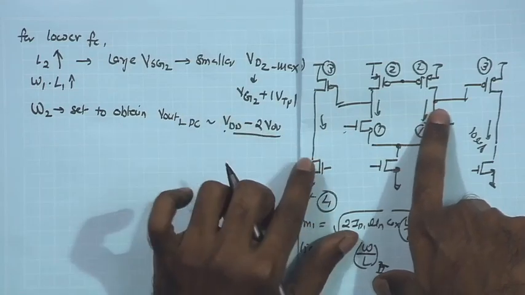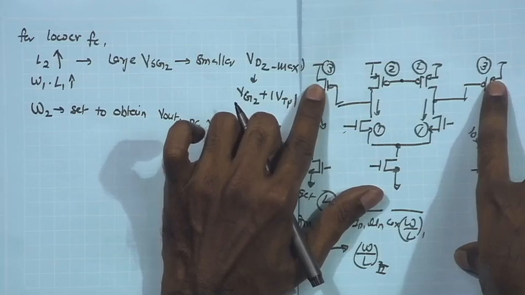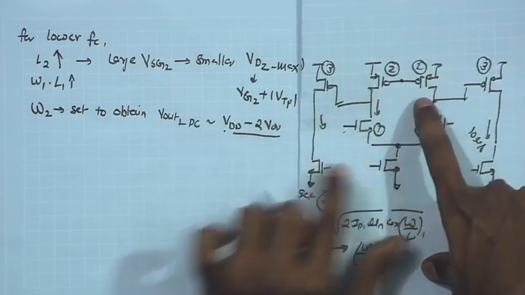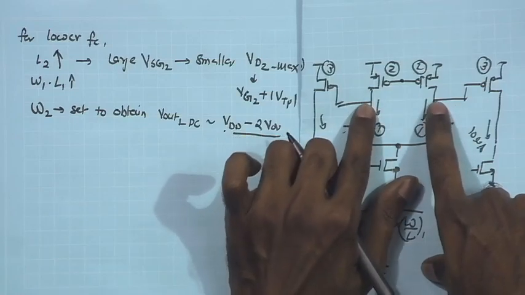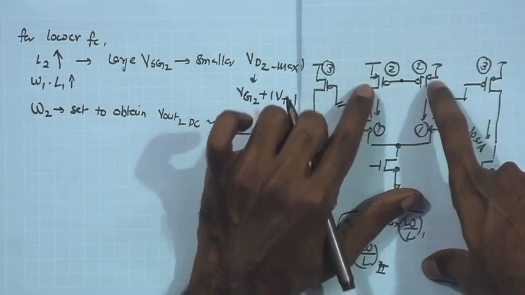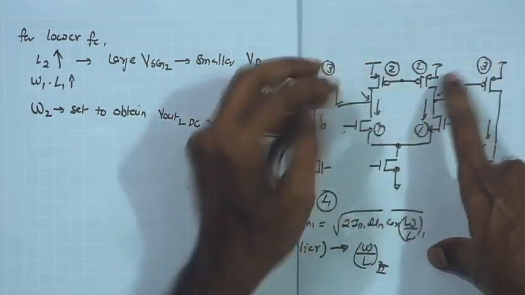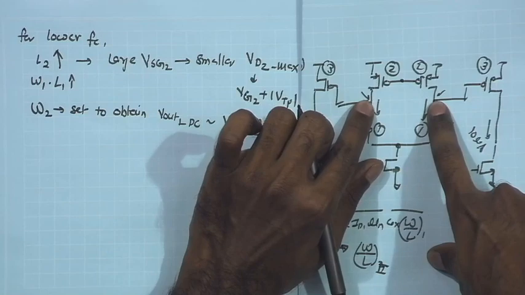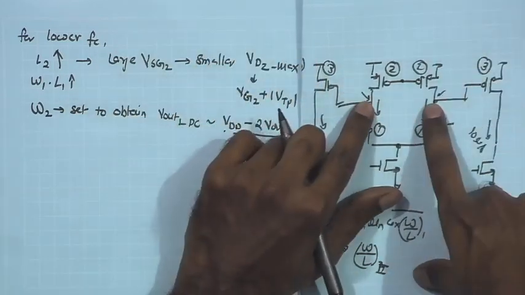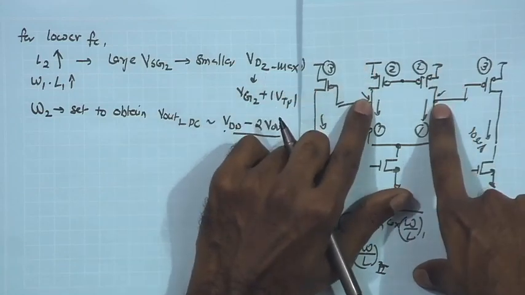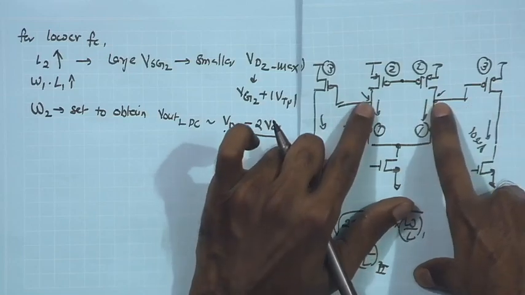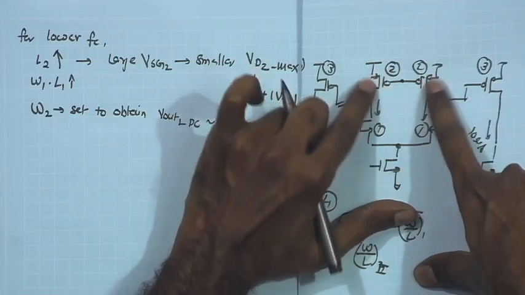So, if the V overdrive is the overdrive voltage for this PMOS, I can set the W by L over here, so that the desired DC potential over here can go down. So, if I am looking for the maximum allowed potential over here, and I would like to set it to say close to even VDD minus 2 V overdrive, where V overdrive is the required V overdrive for these transistors, in that case, I can accordingly set what is the W by L required over here.